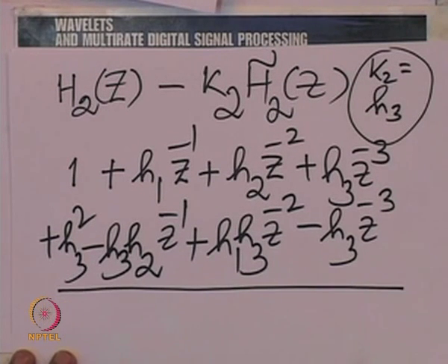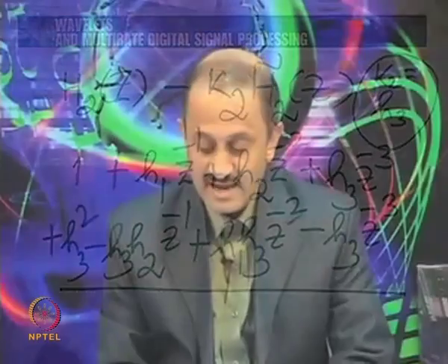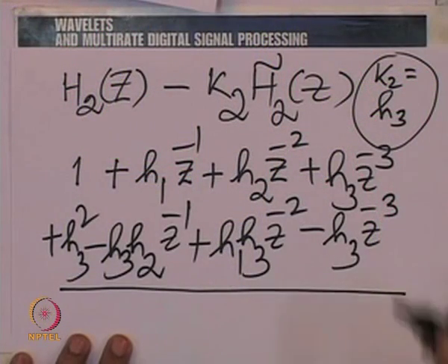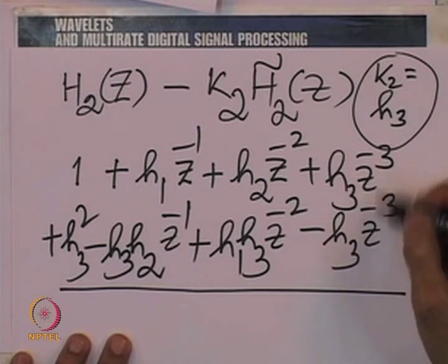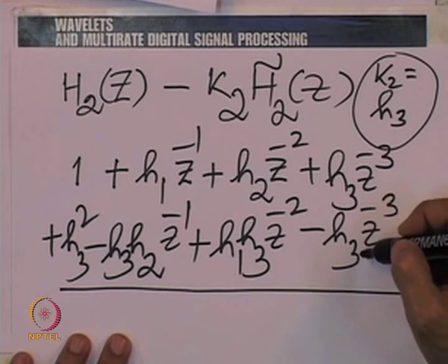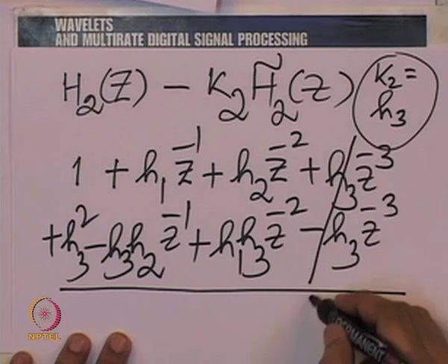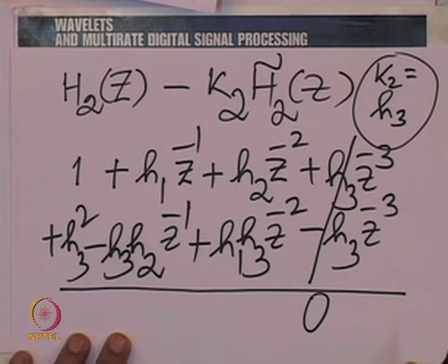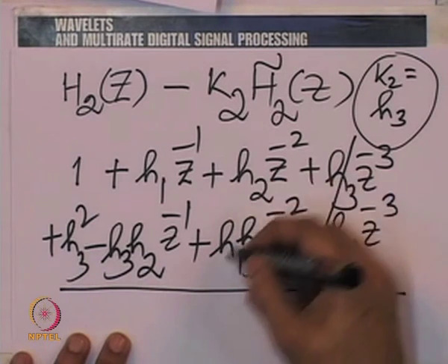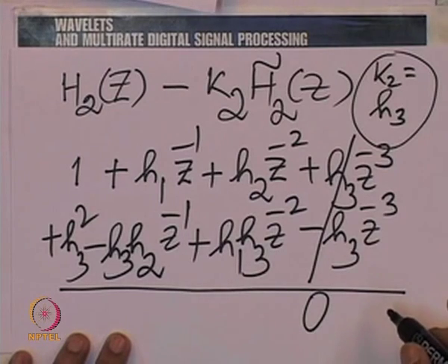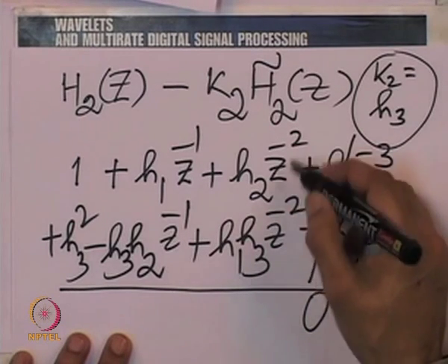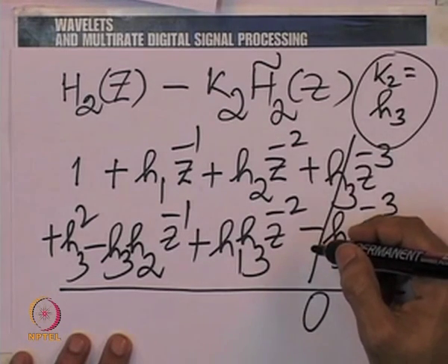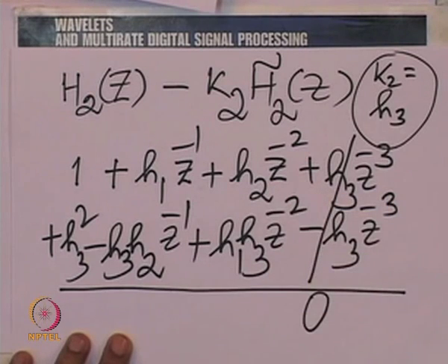Now, this is very interesting. Let us look at this expression carefully. Let us look at the coefficient of z raised to the power minus 3. This anyway becomes 0 identically. What is interesting is this, the coefficient of z raised to the power minus 2. It is h 2 plus h 1 h 3.